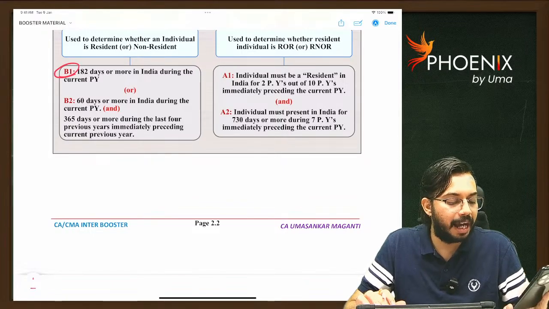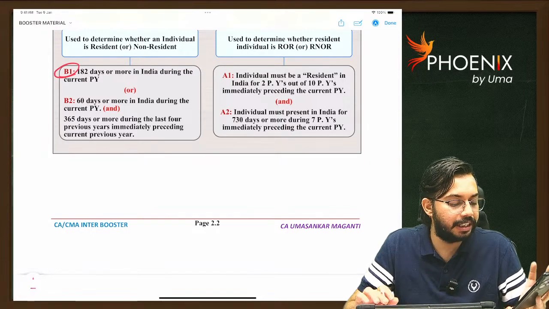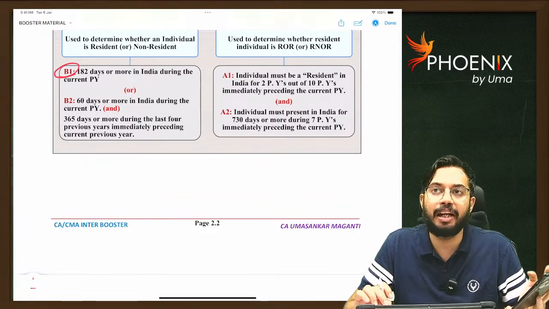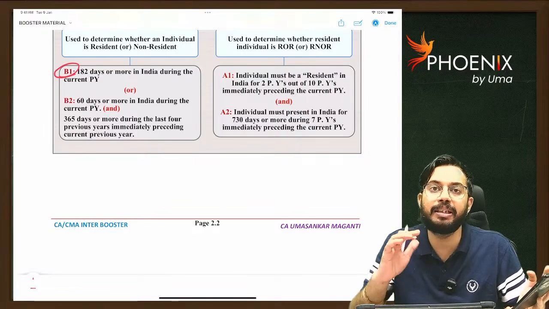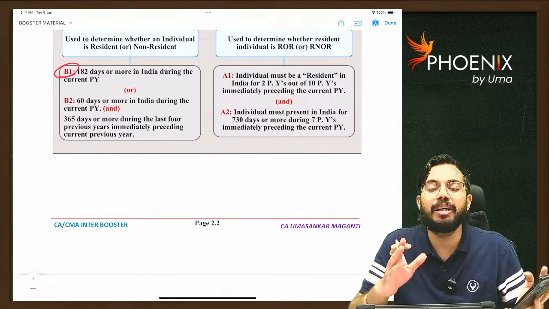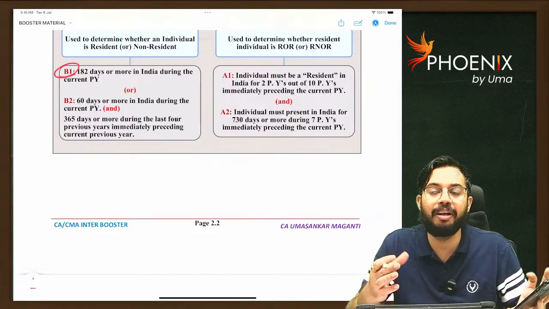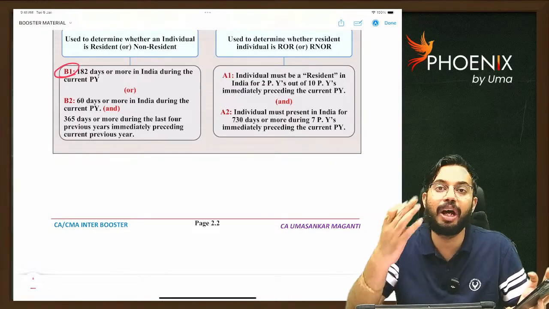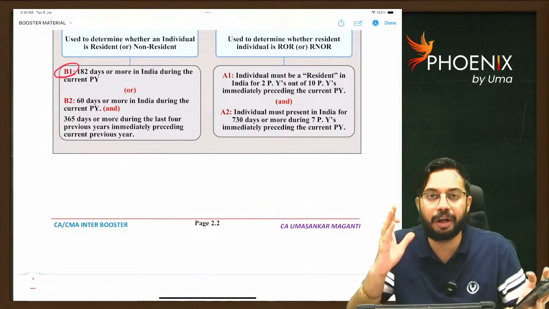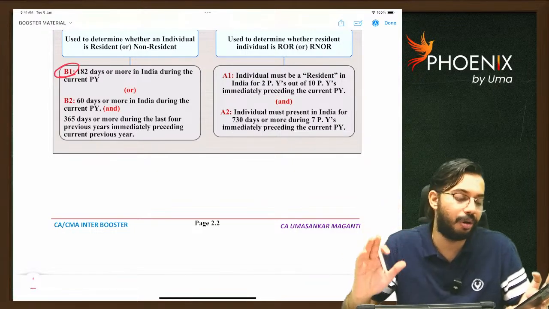Which booster batch will we see in case of residential status, September 25 or May 25? See, whatever booster series is taught for May 25, the same is applicable for September 25. Thumbnails are changed, but for May 25 and September 25, the Finance Act is the same and no amendments are there. So you can comfortably watch. All chapters are uploaded in the booster series. You can check. Okay.